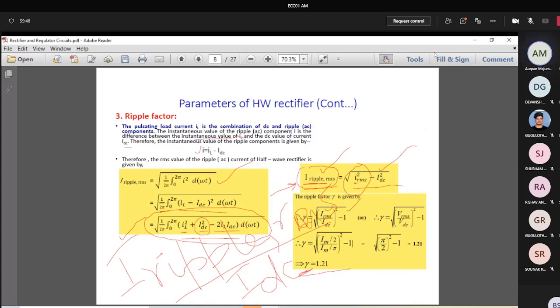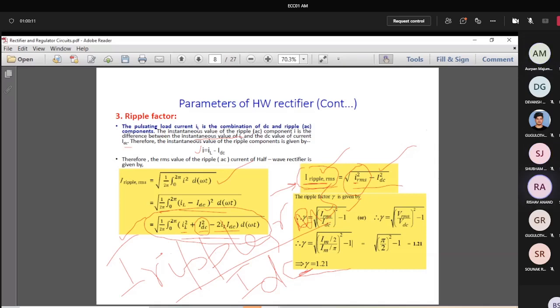That is ripple factor. And form factor is the RMS value flowing into the circuit. In other words, it indicates the RMS value of the instantaneous component to the DC component. So that is the form factor. I hope you understand the difference between the ripple factor and the form factor.